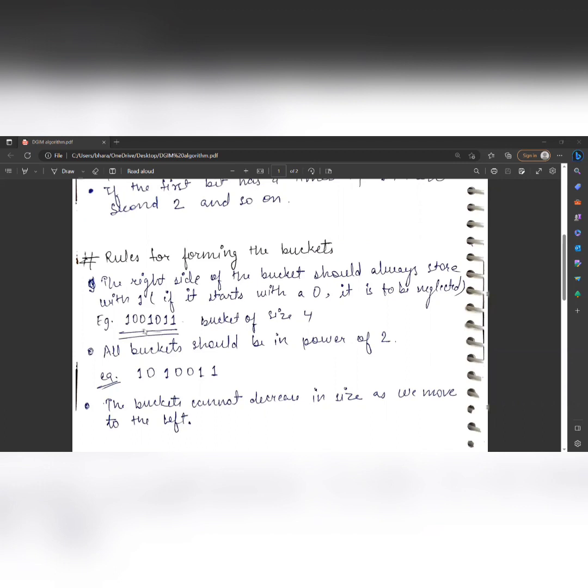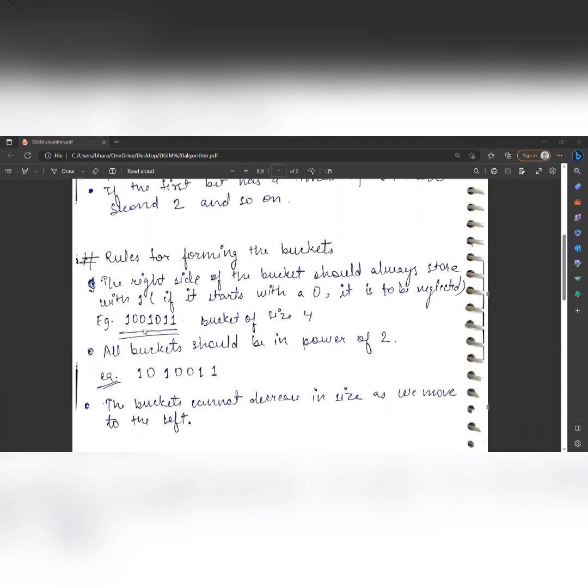And the buckets that we are forming should be in the order of a power of 2. So let's suppose in this example, the bucket size is 4, that is 2 to the power 2. Now, if we take an example, our next bucket can look like this, 1001. So here the bucket size is 2. Now the bucket size cannot decrease as we move from right to left.